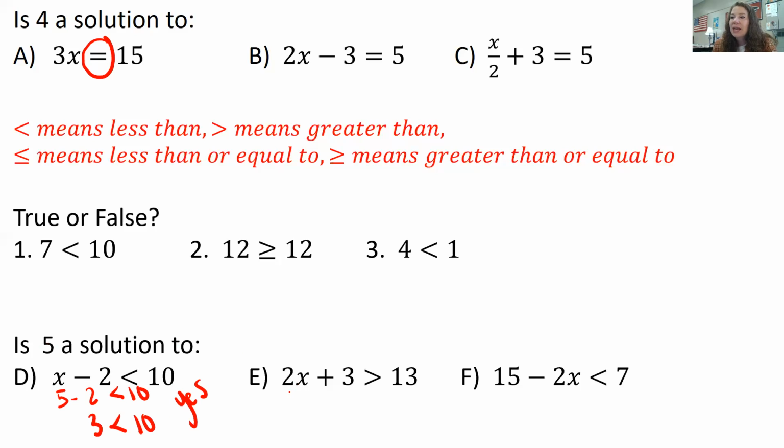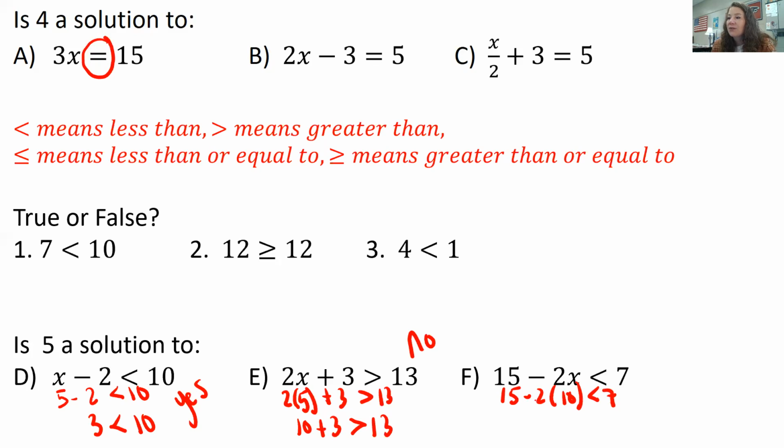Letter E, 2 times our unknown value. Well, actually, our value is not unknown because they told us the value is 5. So 2 times 5 is 10. And what is 10 plus 3? 10 plus 3 is 13. And is 13 greater than 13? No, 13 is equal to 13. So greater than is not true. It's not a solution.